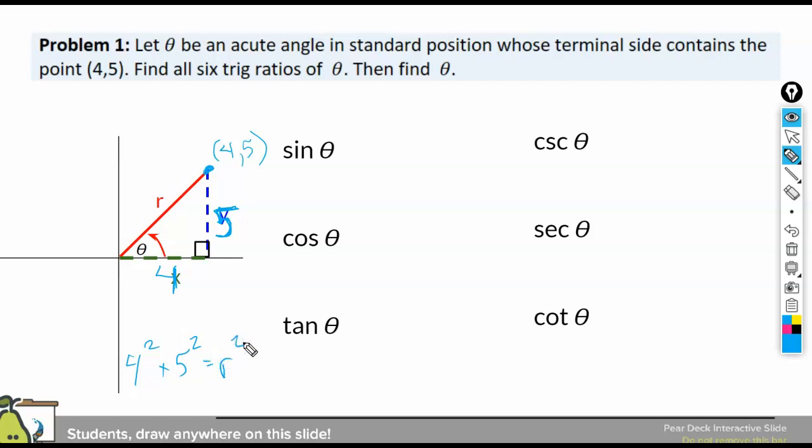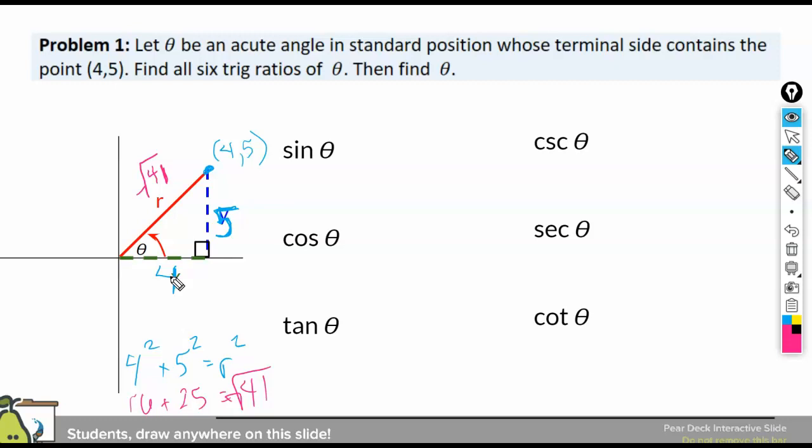And I hope you picked up on the fact that I didn't use the Pythagorean triple because that 5 was not the hypotenuse. For it to be the 3, 4, 5 right triangle, the 5 has to be the hypotenuse. And here the 5 wasn't the hypotenuse. So that's going to be 16 plus 25, which is going to be equal to 41. So this radius is going to be the square root of 41, because we'll have to take the square root of that side.